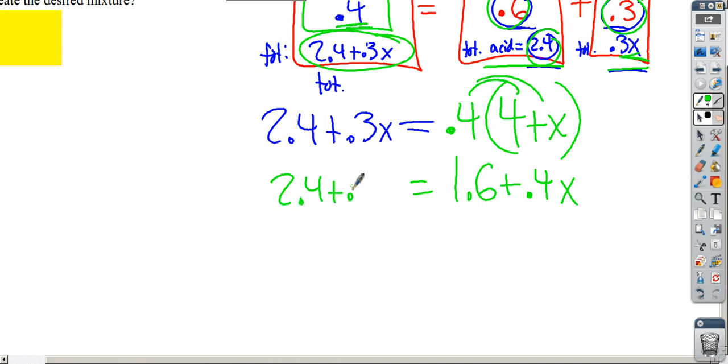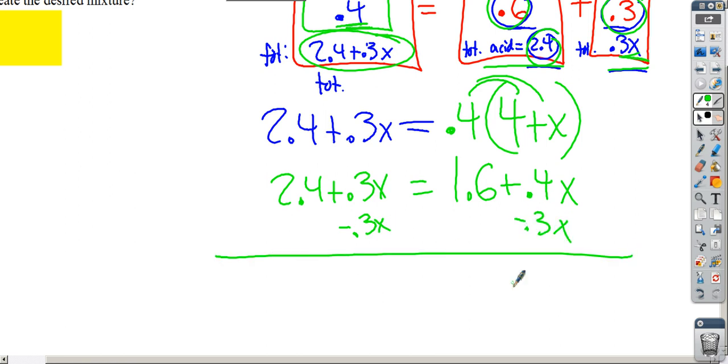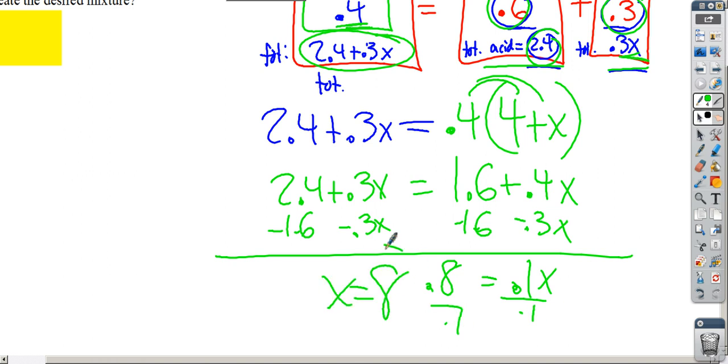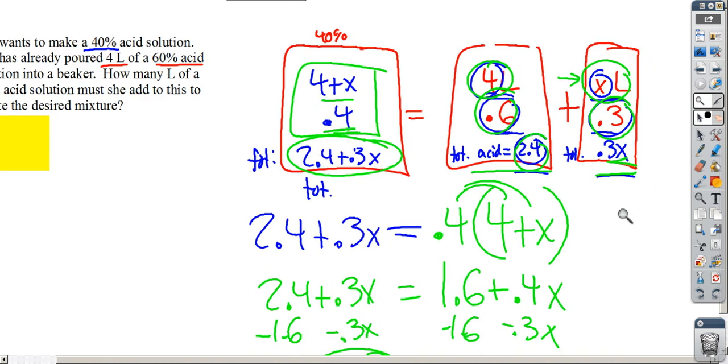Now we're going to move all the x's to one side, so minus 0.3x from both sides. That's going to leave us with 0.1x. And let's subtract the 1.6 from both sides. It's going to leave us with 0.8. If you divide both of these by 0.1, you would get x equals 8 liters. And you could always check that by plugging it in and seeing if it works.